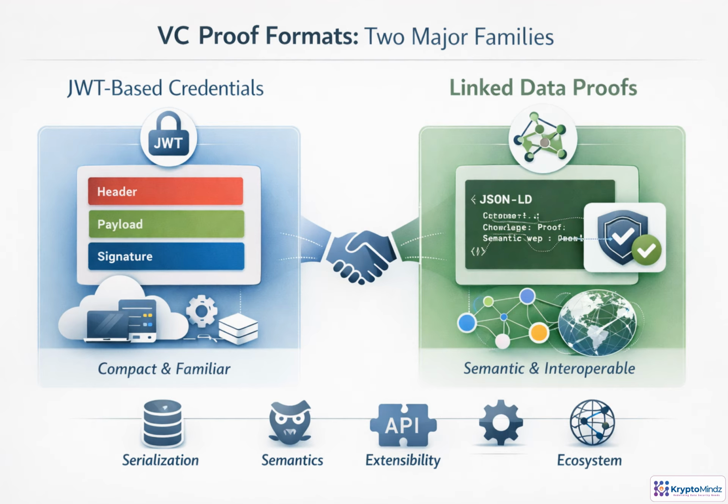Verifiable credentials commonly use two proof families. JWT-based credentials wrap claims in a compact token signed with familiar JWT and JWS tooling, which fits well with web APIs and existing identity stacks. Linked data proof credentials attach the proof to a JSON-LD document. They focus less on compact tokens and more on shared semantics, graph data, and extensibility. The right choice depends on interoperability needs and ecosystem fit.